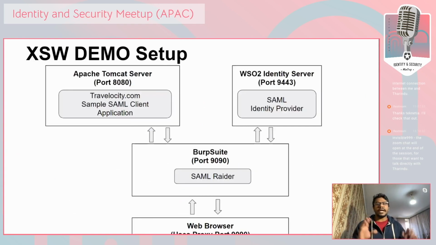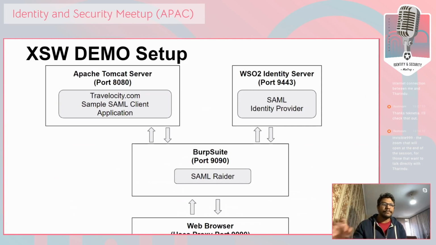I have created a setup to demonstrate all these things. You can see I'm running an Apache Tomcat server on port 8080. Inside that, I have hosted the sample client application, travelocity.com. It's a JSP-based application. As my identity provider, I'm using the WSO2 Identity Server running on port 9443. You can use any SAML-based identity provider for testing this flow. I am also running Burp Suite, with the SAML Reader plugin installed on top of it. Burp Suite is running a proxy listening on port 9090.